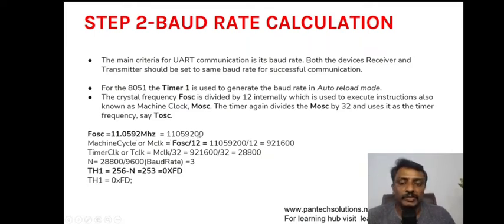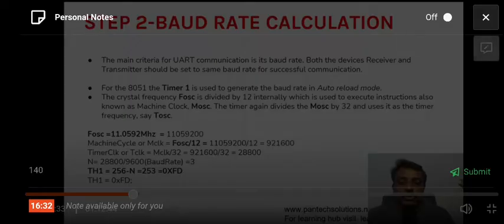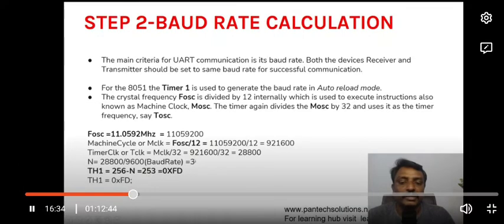When you convert that to hertz, the machine cycle formula is the crystal divided by 12, which gives you 921,600. To get the timer clock, you divide the machine cycle by 32, which gives you 28,800. If you divide this 28,800 by the baud rate, you will get the value 3.